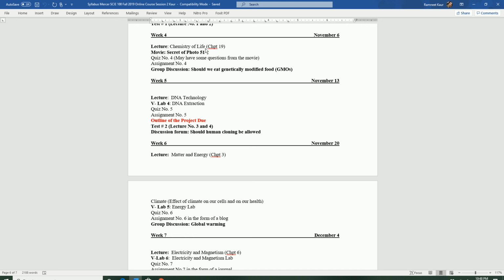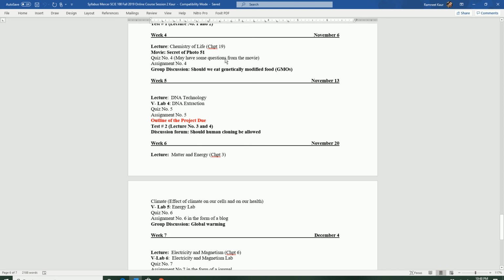In this week we do not have the lab, but what are we going to do? We are going to watch a movie, and this movie's name is Secret of Photo 51. I will be providing you with a YouTube link, and you can watch this movie. It's a very nice, interesting movie. And your quiz number 4 will be from the contents of chapter number 19, plus there can be some questions from the movie as well. So you must watch this movie.